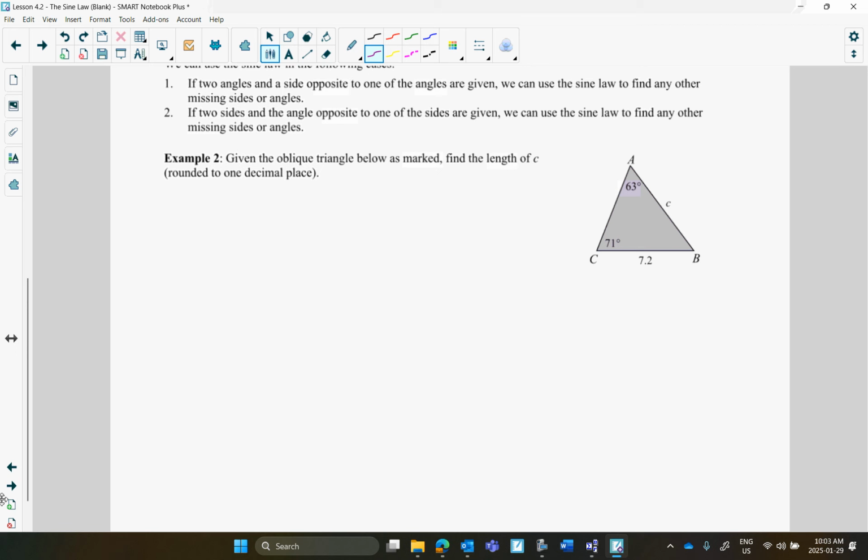7.3 over sine 63 degrees equals. Remember, if you wrote this first, that's fine. Still going to give you the same answer after you cross multiply.